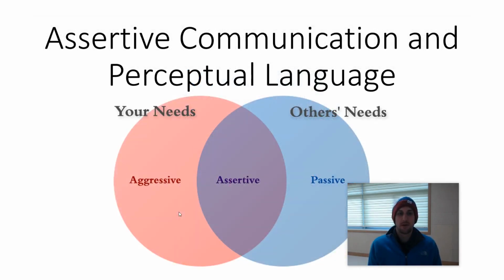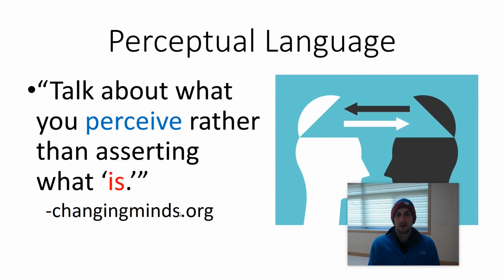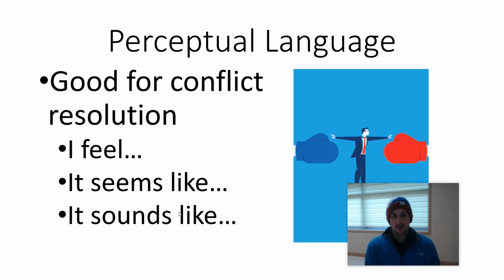If we can listen really, really well, it makes it a lot easier for us whenever we encounter difficulties with friends or coworkers or other people in the world. And it will help us develop our assertive communication skills. Some people also refer to this as perceptual language. Perceptual language is defined as somebody talking about what they perceive rather than asserting what is. So you're sharing your own point of view rather than judging someone else's point of view. So it can be very good for conflict resolution.